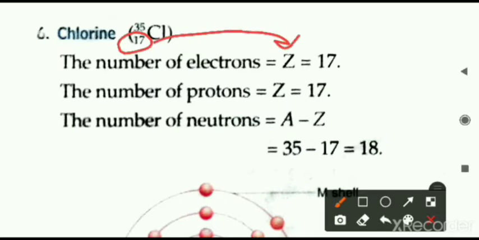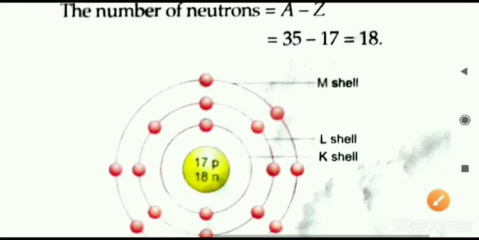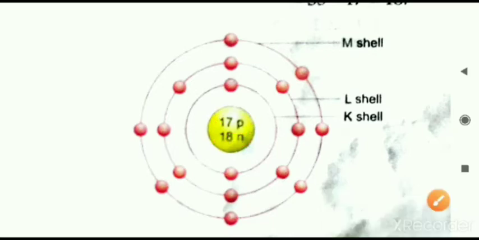Whatever the Z value is, it is the number of electrons. And the same Z is also the number of protons. So both are the same, 17. From this we calculate A minus Z, 35 minus 17, which gives us the number of neutrons. This is how we have calculated it. So 17 protons, 18 neutrons we have written inside at the center.